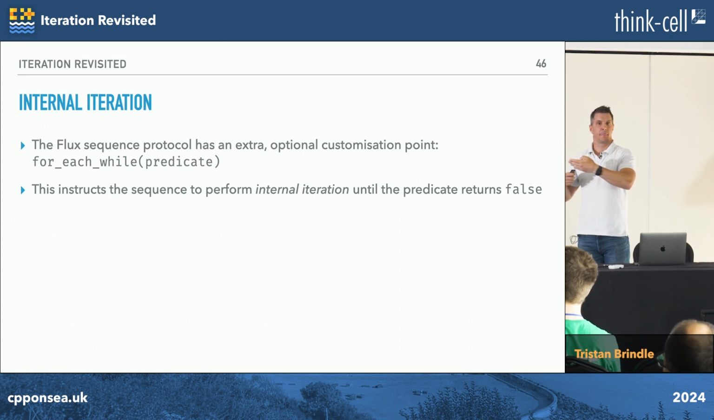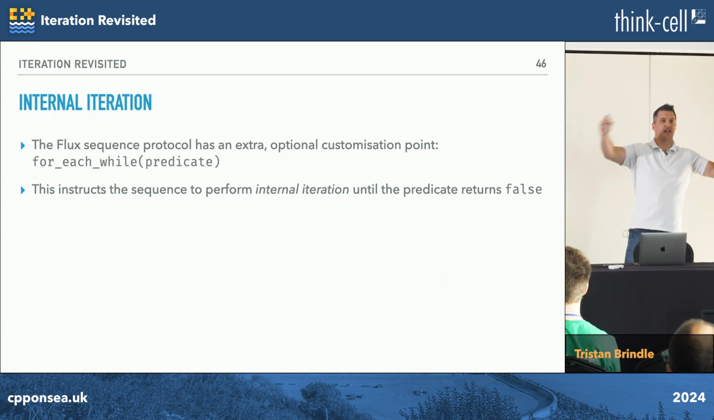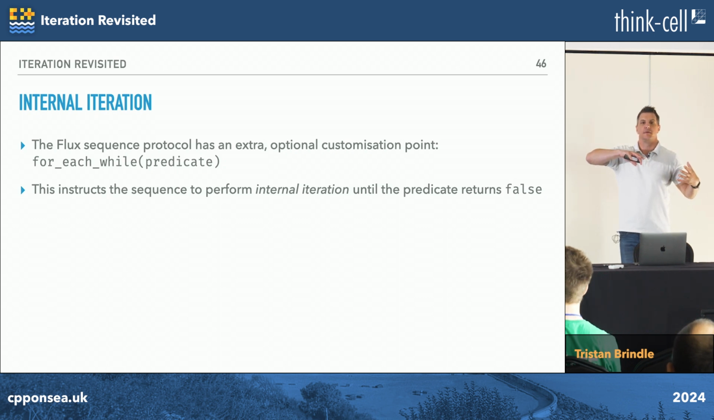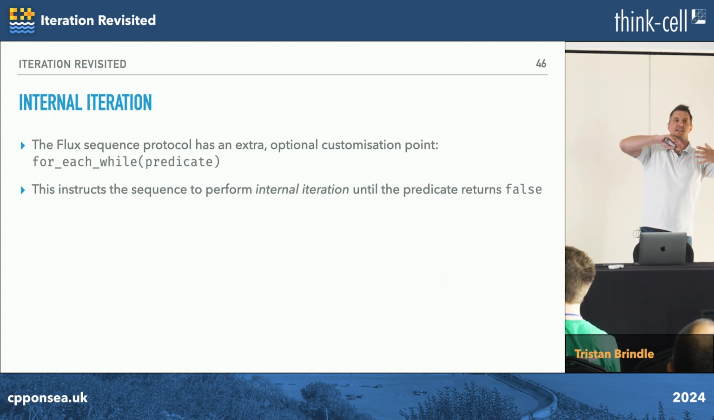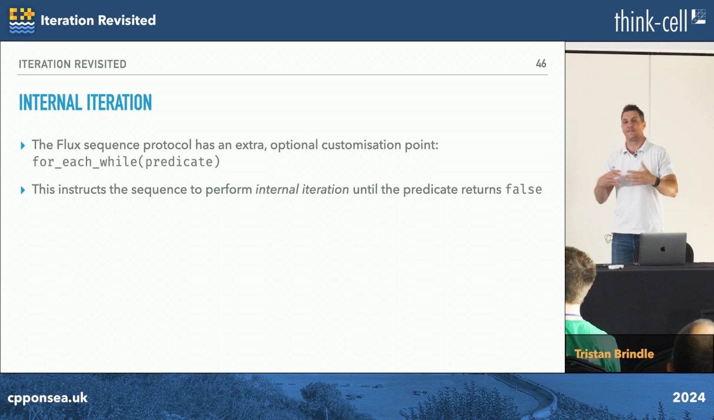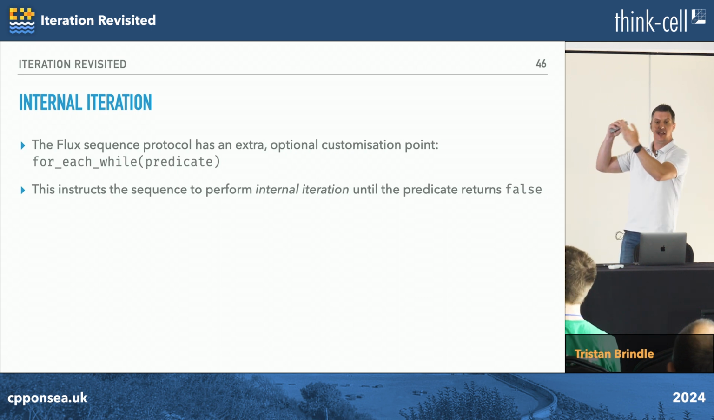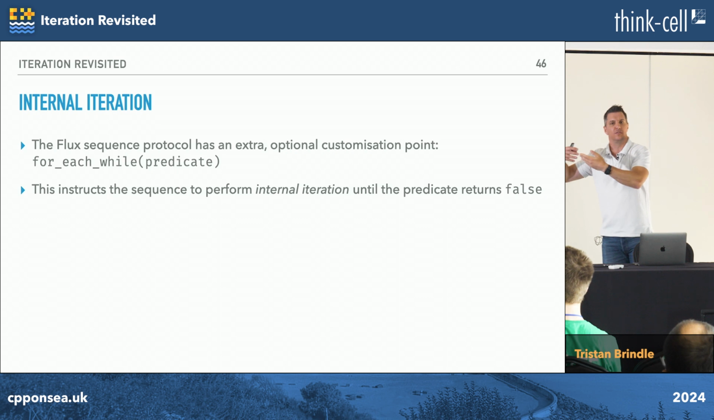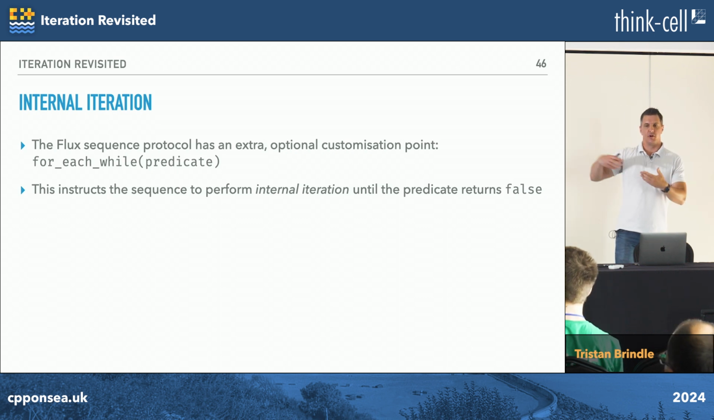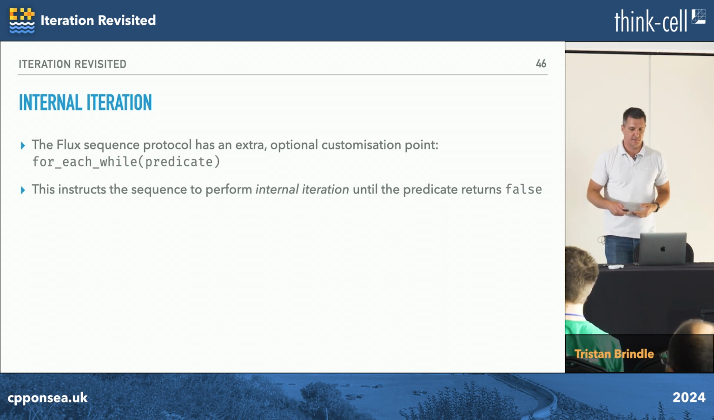Right? So it's like abstracting a for loop in that it says to the sequence, whatever way is fastest for you to iterate over your elements, just do that. And if the predicate returns false, that's like a break in a for loop. It tells us to exit. Otherwise, we're going to continue until we reach the end of the sequence.